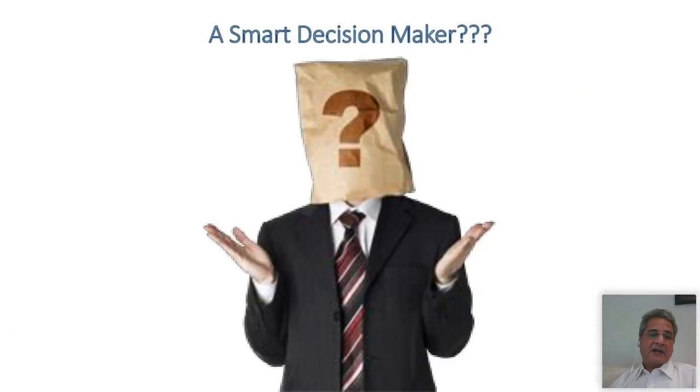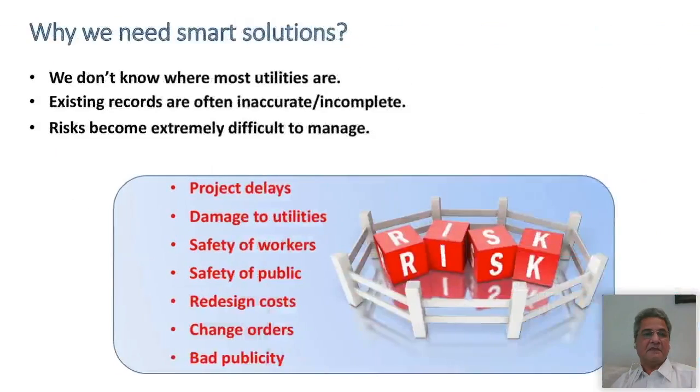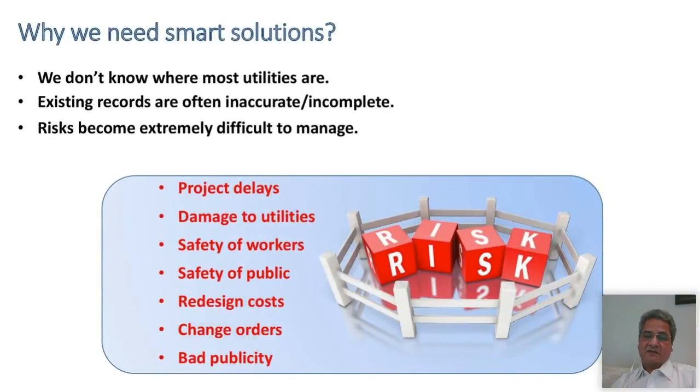So with all this limited information, practically no information, we are the smart decision makers. It's practically taking a decision with your eyes closed. So we need smart solutions. Why we need a smart solution is, one, we don't know where most utilities are. Existing records are often inaccurate or incomplete, and risks become extremely difficult to manage.